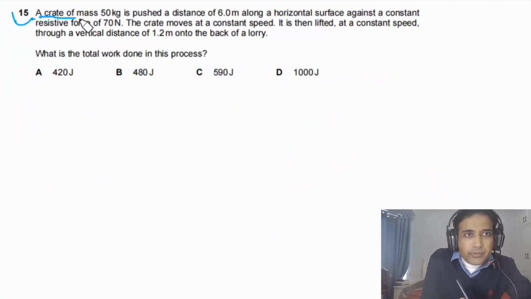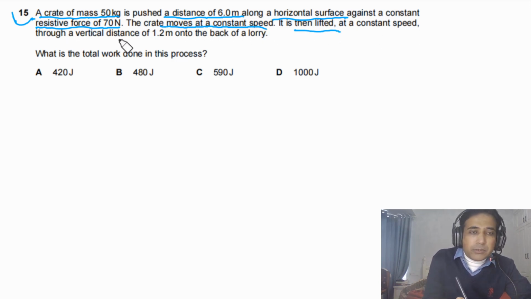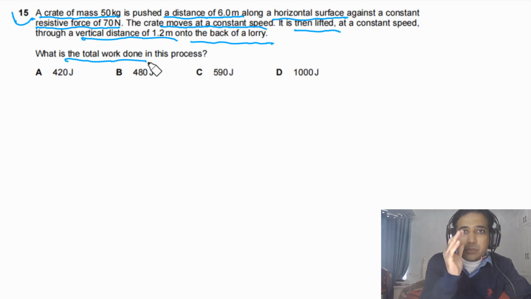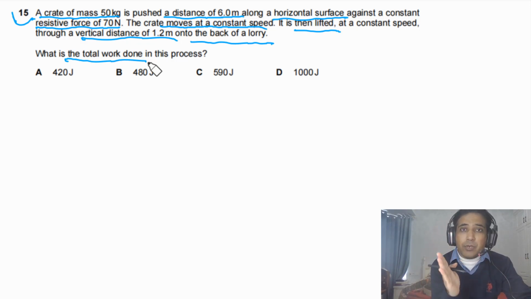Question 15 says a crate of mass 50 kg is pushed a distance of 6.0 meters along a horizontal surface against a constant resistive force of 70 newtons. The crate moves at a constant speed. It is then lifted at a constant speed through a vertical distance of 1.2 meters onto the back of a lorry. What is the total work done in this process? It means the total work done by the force applied by the person.